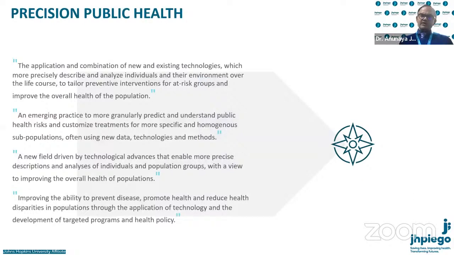To those of you who are not quite aware of this term, precision public health is a way of targeting interventions across entire populations, right? Identifying which of these populations are at risk and then managing that risk in order to improve the overall outcomes of the population themselves. And I think from a national perspective or from a state perspective, this is perhaps what is going to be the most important aspect that will help us achieve the sustainable development goals by 2030.